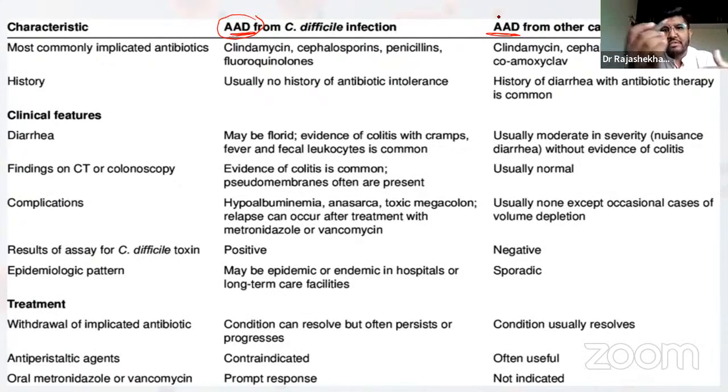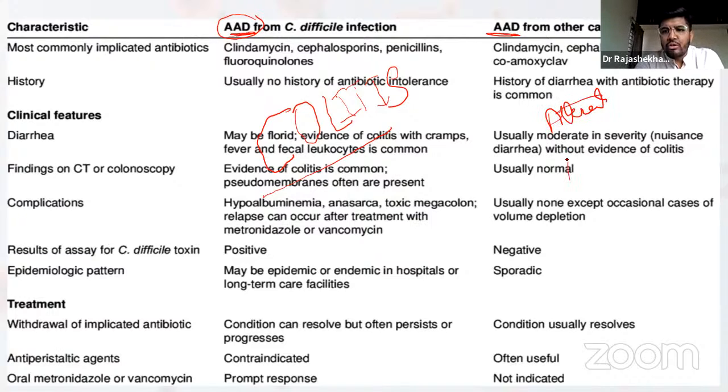You need to know some characteristic differences between normal AAD and AAD caused by Clostridium difficile infection. One very important thing to remember here is that it is a colitis. Clostridium difficile causes colitis. Whereas antibiotic associated diarrhea is usually due to alteration in the normal human microbial flora. There is no epithelial invasion, no loss of the epithelium, no loss of the basement membrane. It is just the alteration in the normal human microbiome that is responsible for normal antibiotic associated diarrhea. Whereas in Clostridium difficile infection, there is colitis.